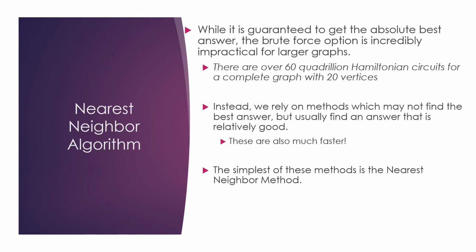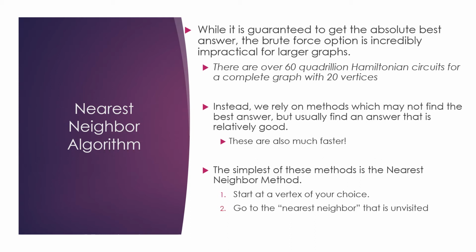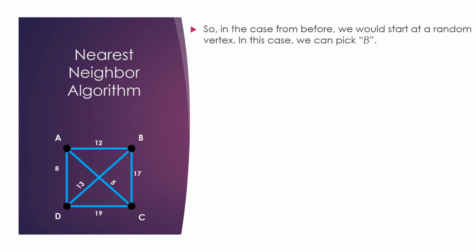The simplest one to understand, at least I think, is the nearest neighbor method. It's pretty straightforward. All you do is start at any vertex you want, it doesn't matter. Go to the nearest neighbor that's unvisited. So think of all the vertices you haven't gone to, and then go to the one that has the edge that would be the smallest. And then repeat this process. Keep doing it till you get all the vertices. And that's it. That's the whole algorithm. So let's apply it to our previous example.